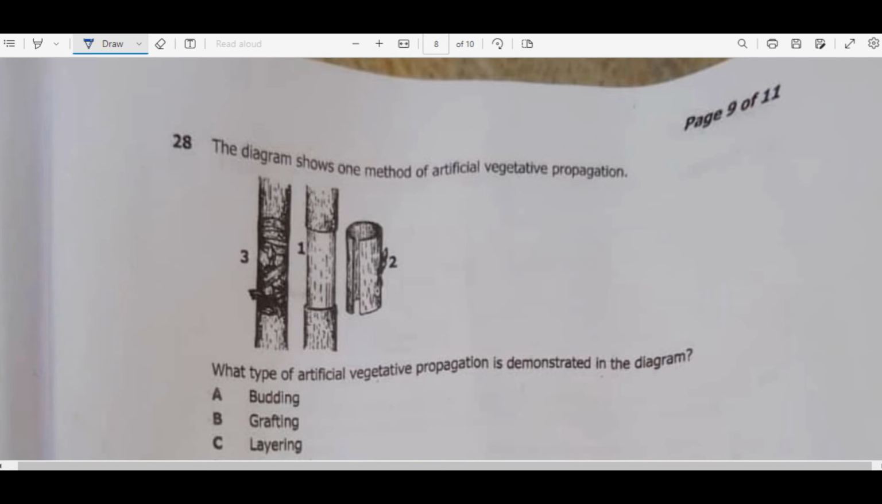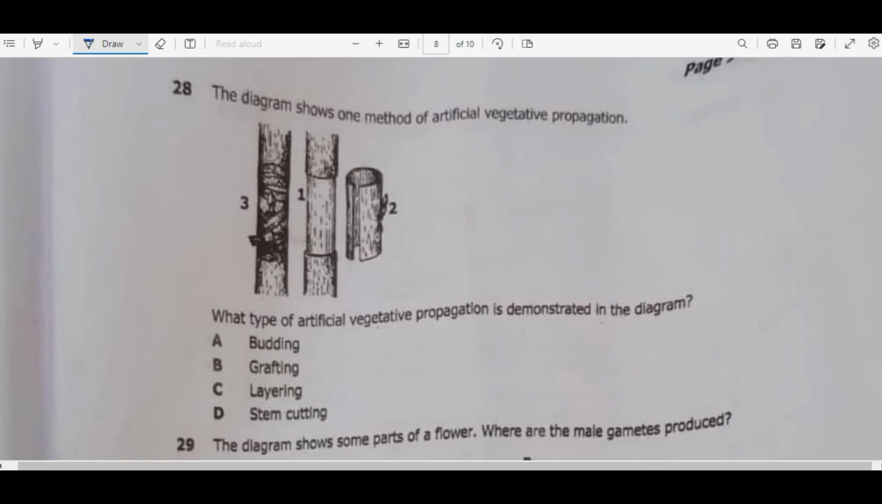So the diagram shows one method of artificial vegetative propagation. So we have 3, 1 and 2. So what type of artificial vegetative propagation is demonstrated in the diagram? So meaning that we have to know which one is demonstrated in the diagram. So the first one is budding, and then grafting, and then layering, and then stem cutting.